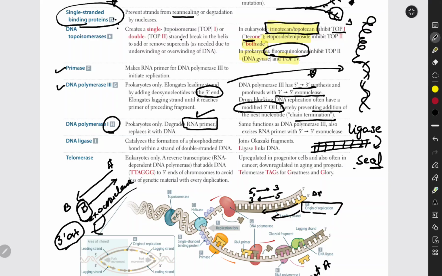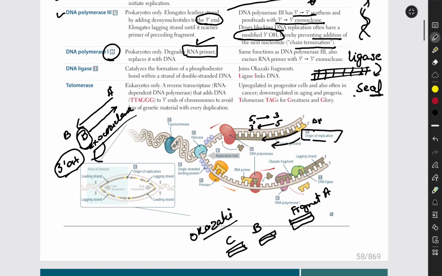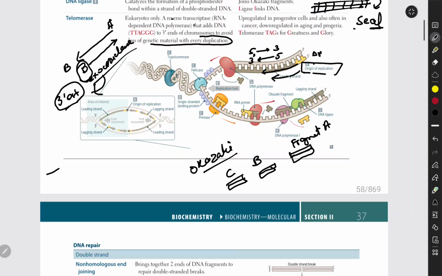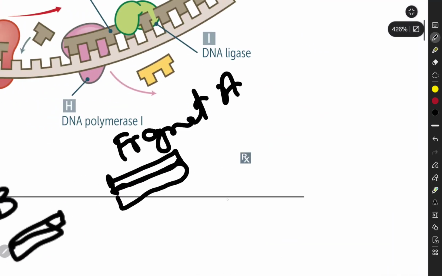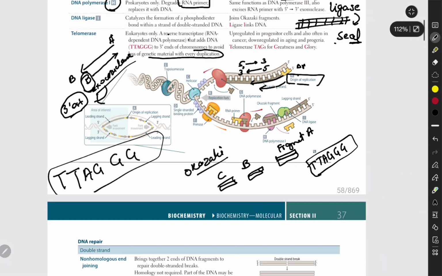As far as telomerase is concerned, it is present in eukaryotes only, and it is a reverse transcriptase, an RNA dependent DNA polymerase that adds DNA to the 3' end of chromosomes to avoid the loss of genetic material with every duplication. So this is the sequence: telomerase, tags, greatness, and glory. So repeat after me: telomerase, tags, greatness, and glory. So this is the sequence.